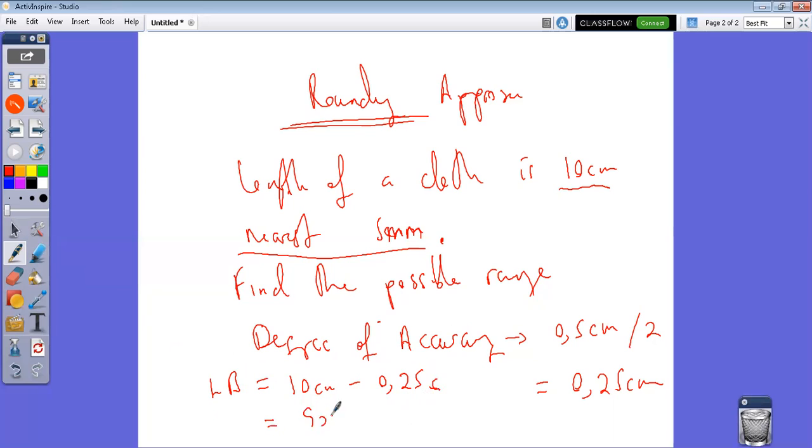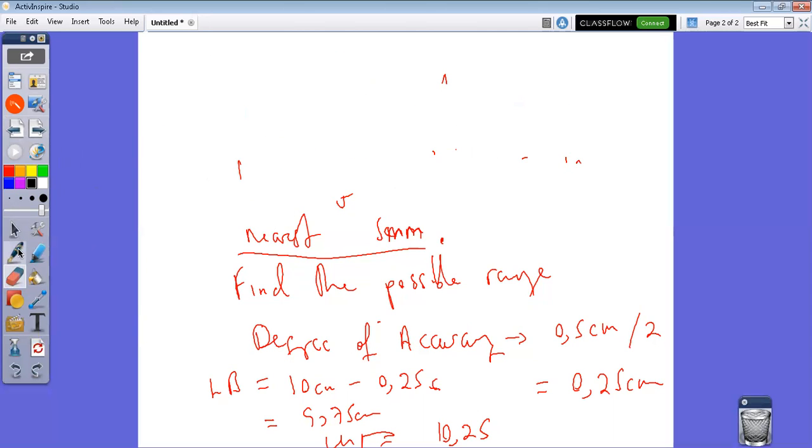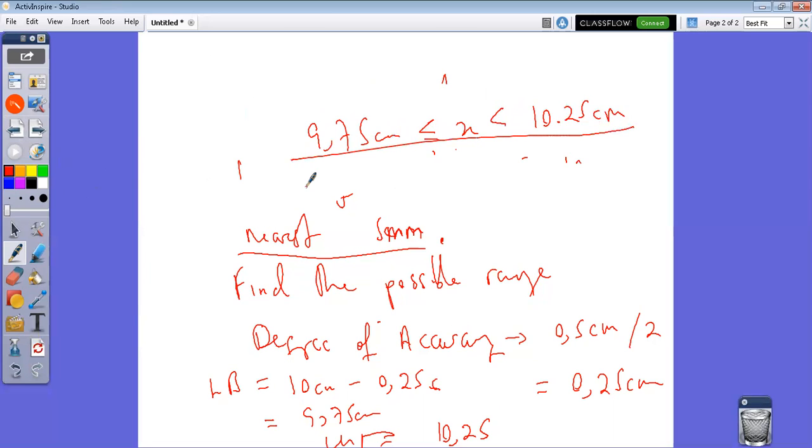9.75. And upper bound, you add and you get 10.25. Which means now, to answer the question, we now have everything. So in terms of writing the answer, you're saying 9.75 centimeters less than or equal to x, x less than 10.25 centimeters. Is that clear? Yes, sir.